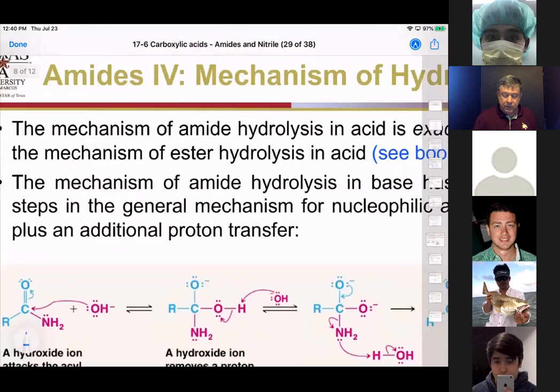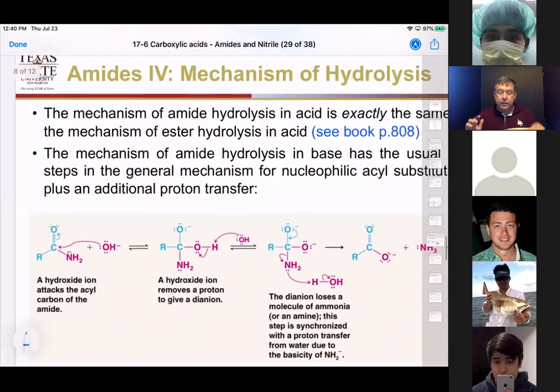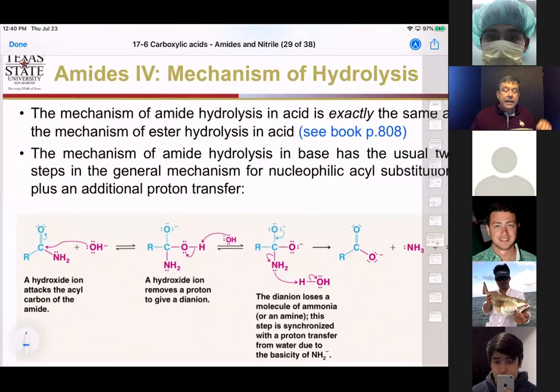Okay, so let's talk about the mechanism of the hydrolysis here. In the case of the base-mediated hydrolysis, we're using the hydroxide as a nucleophile, and it's going to come in and give us our tetrahedral center here. Now, at this point, the hydroxide is not as good a base as the amine here. So we have to do something else to drive the reaction forward.